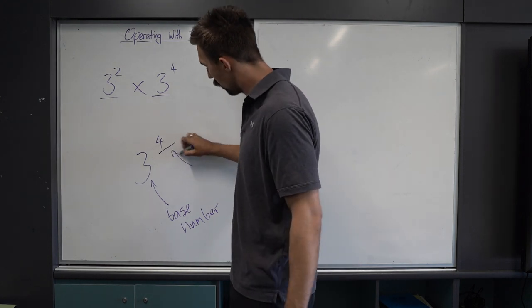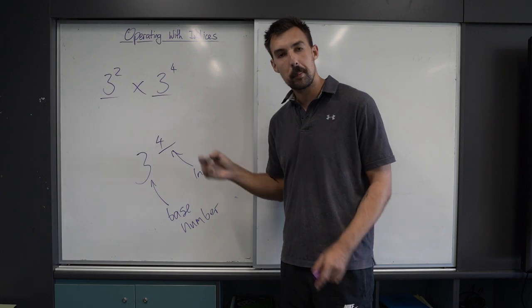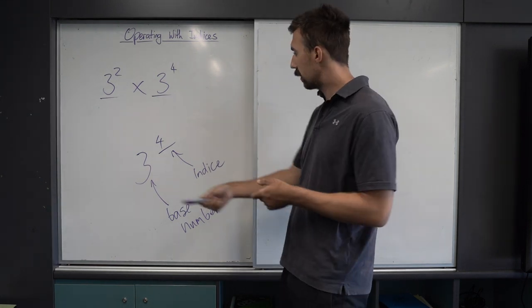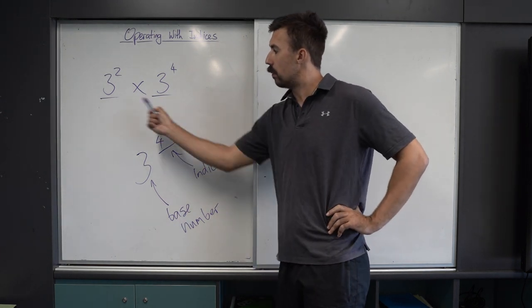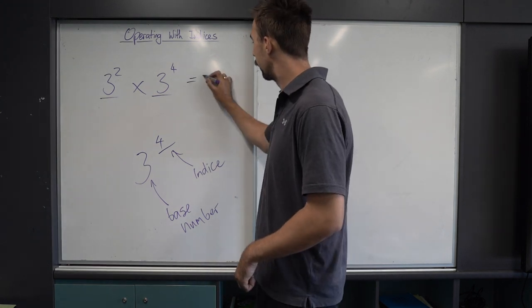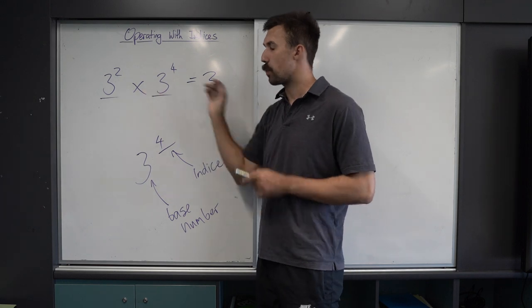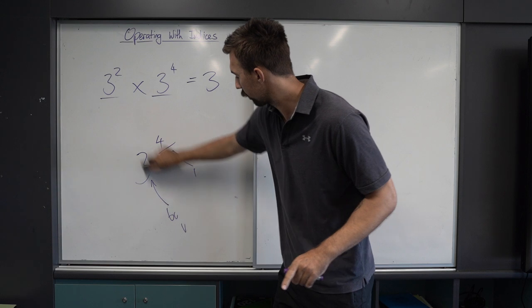This we now know as the indice. A little number at the top, little cute little number. Little bird sitting on top of the number, pecking at it. Now, if both numbers are the same, the base stays the same. But what do we do to the little numbers when we multiply? Here's indice law one.